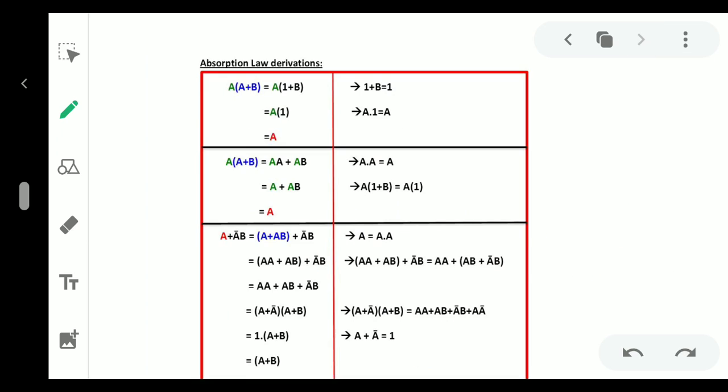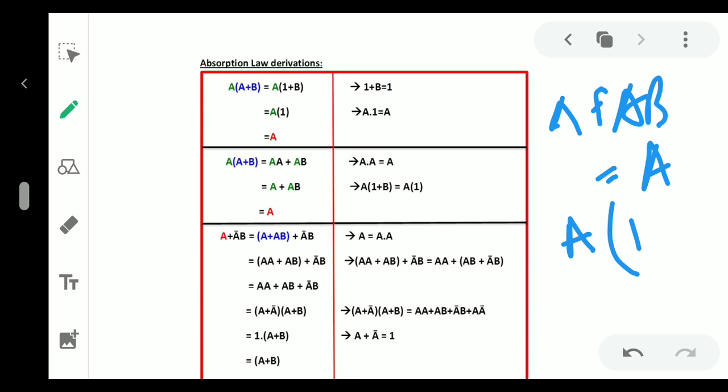Next one is the absorption law. The absorption law says that A plus AB equals A. How can we prove it? From A, if you take common, what is left? 1 plus B. A into 1 plus B means A into 1, so it is A. Proved. A plus AB equals A. We have proved it.